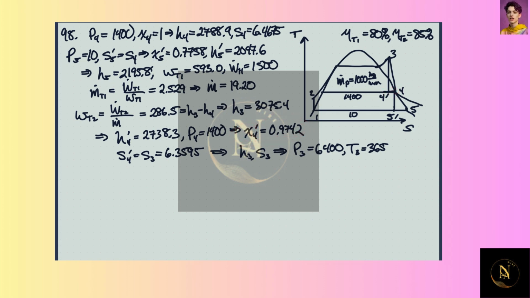Now we know the entropy at 3 is the same as the entropy at 4 prime, so we're working backwards here. We can get the entropy at 4 prime, so now we have the entropy at 3. We know the enthalpy and the entropy at 3, so we can work backwards and get the pressure and the temperature there. The pressure is 6.4 megapascals, and the temperature is 365 degrees C.